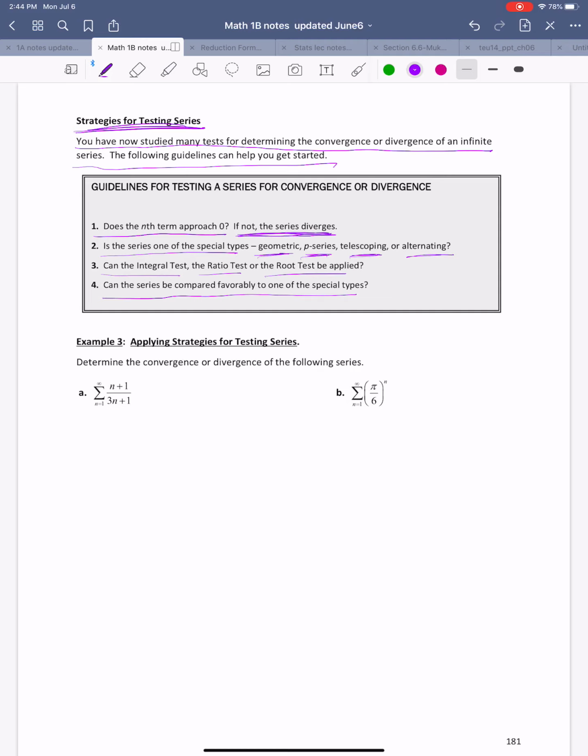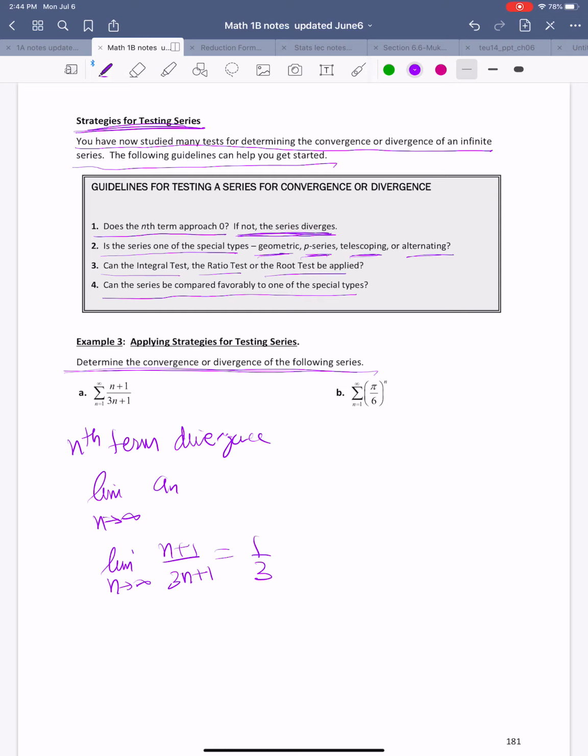Determine the convergence or divergence of the following series. We have the summation from n equals 1 to infinity of (n plus 1) over (3n plus 1). Well, this one looks like a really nice rational function. By the nth term divergence test, the limit as n goes to infinity of a_n is (n plus 1) over (3n plus 1), which is 1/3. If this limit is something other than 0, then the series diverges.